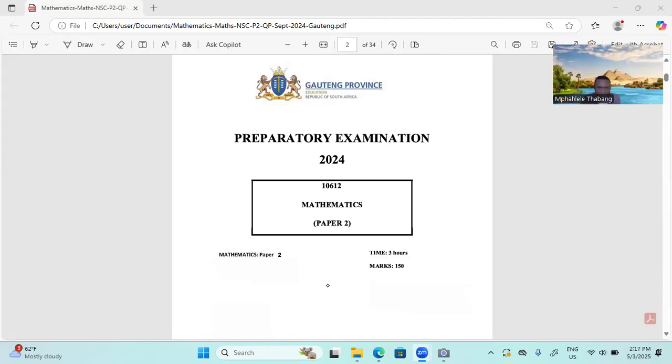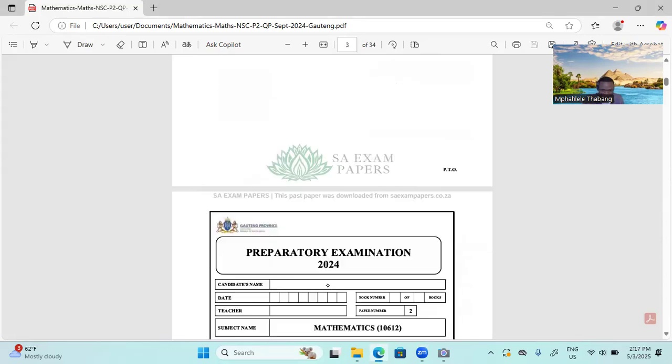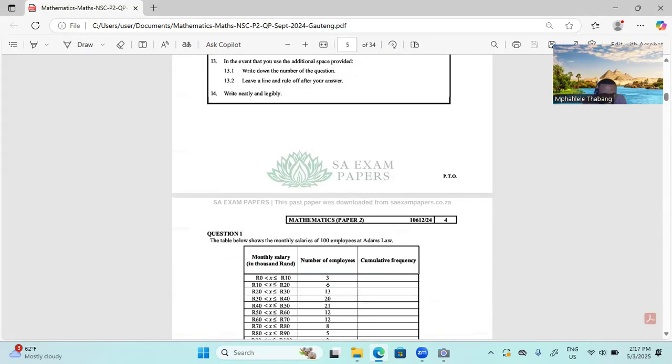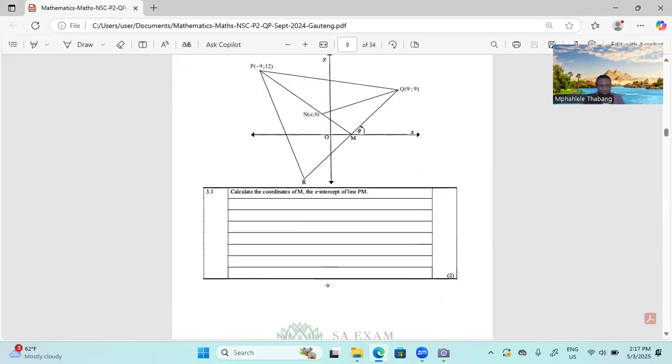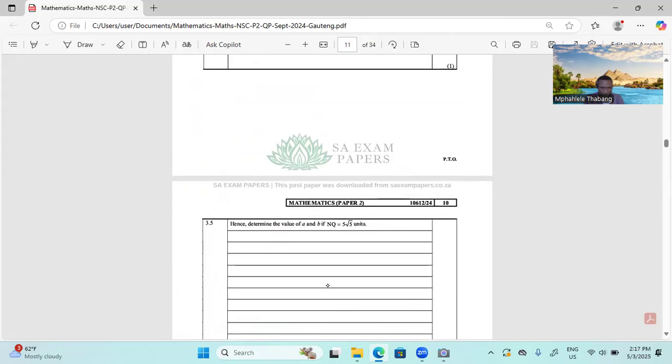Yes, this is the preparatory exam 2024, paper 2, Gauteng province. This is the question that I want us to look at, but I will be picking trigonometry for today. We will look at other chapters in our next session. For today, we are going through Gauteng paper 2, looking at trigonometry. So let's go straight to the questions of trigonometry without wasting time.